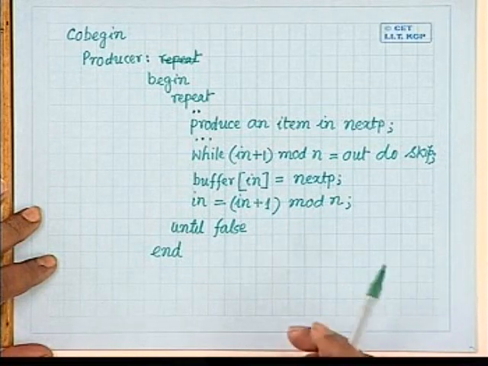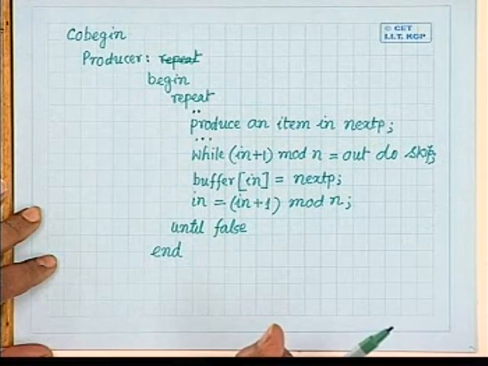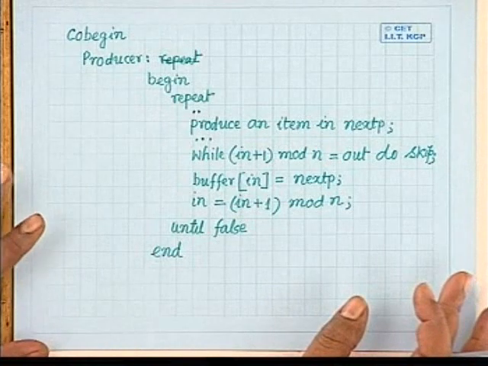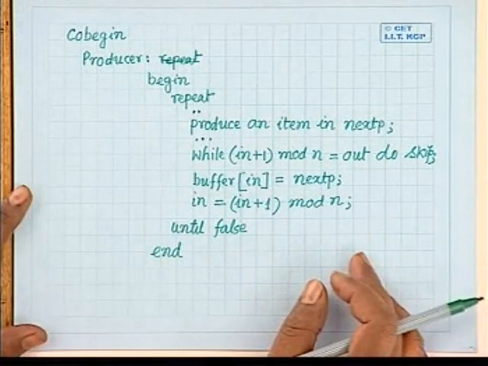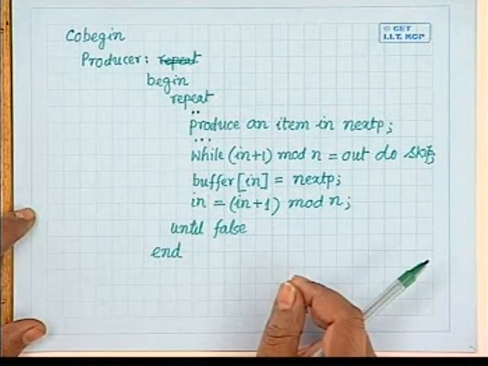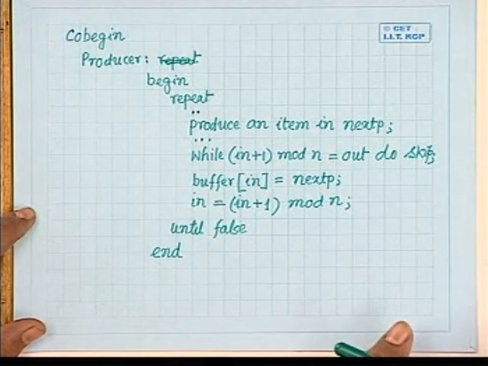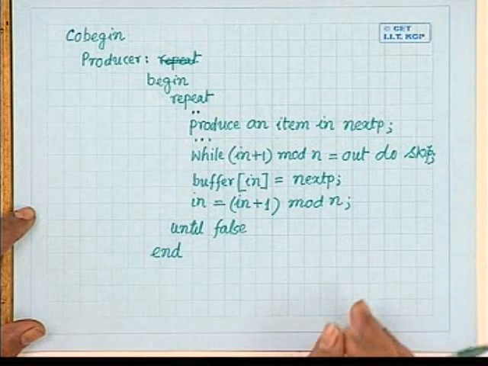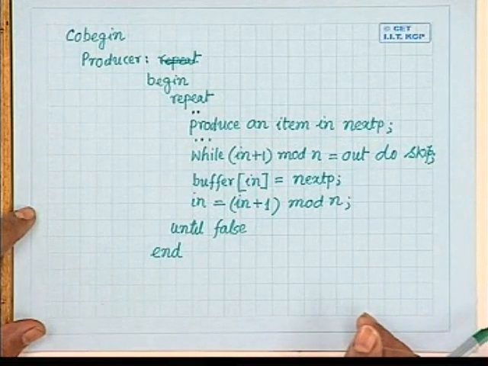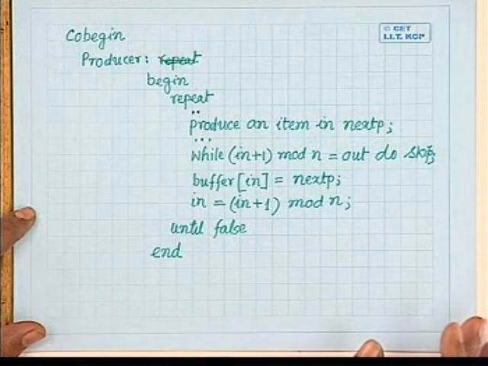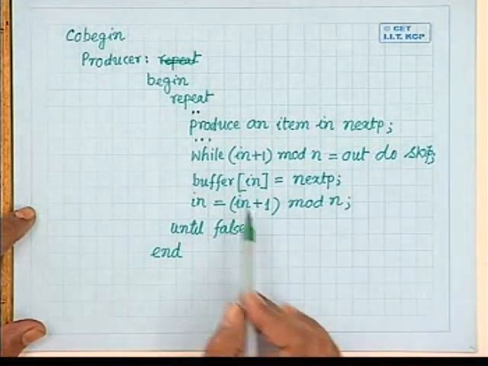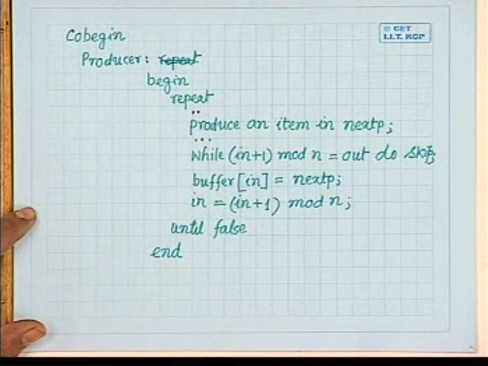So if I want to make use of that one location also, because I have n number of locations in the buffer, I want to give freedom to the producer that it can produce the items. Even if the consumer is not consuming the items, the producer should be able to produce n number of items and fill up all the locations in the buffer. If I want to do that, then obviously this algorithm will not help.